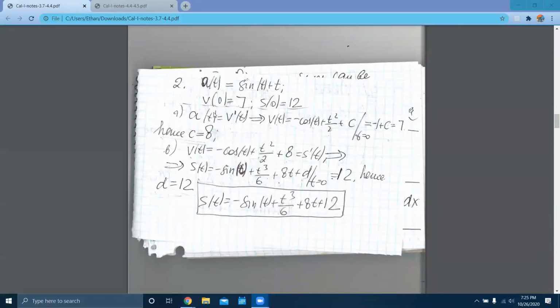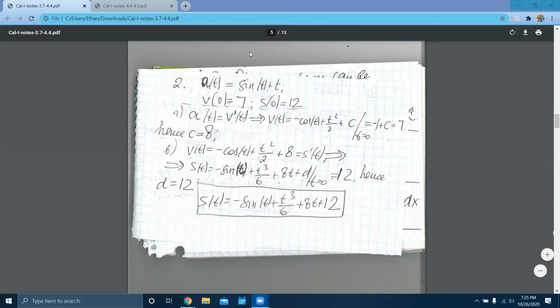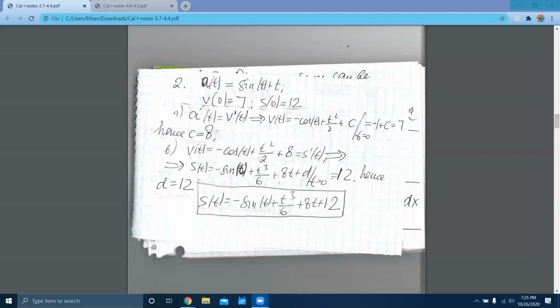So this is another one just like we just did, only this time you're going from acceleration to velocity. So you have sine of t plus t, and you're also given velocity, and I'm just going to call that velocity and distance. So you're actually going to solve for c, and you're going to solve for d.